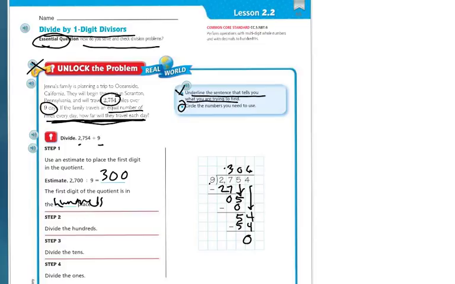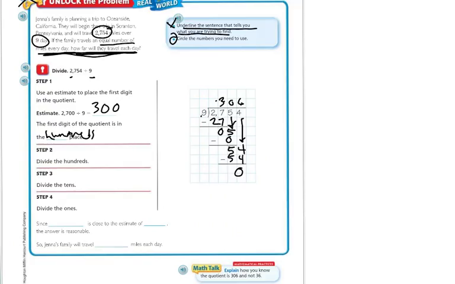So if I'm looking at this, hold on. Okay, so I've done step 2. I've divided the hundreds, I've divided the tens, and I've divided the ones. So since 306 is close to my estimate of 300, the answer should be reasonable because it's only 6 away, right? Jenna's family will travel 306 miles a day.